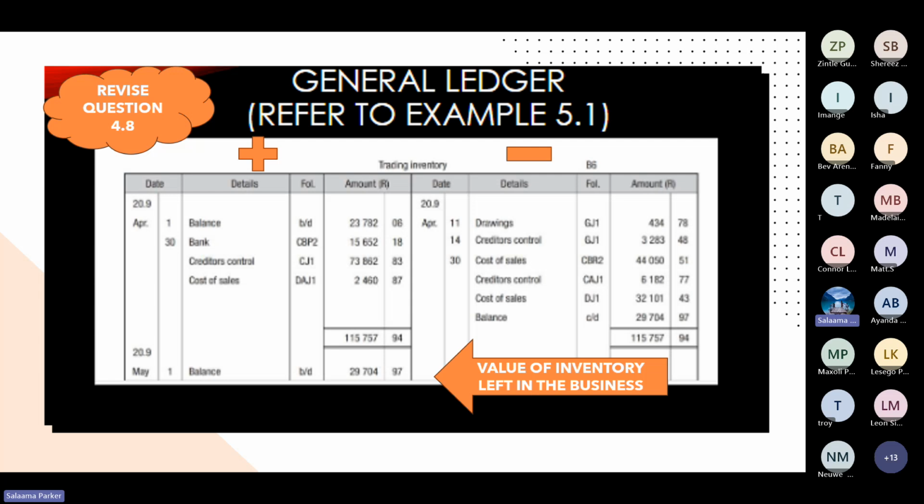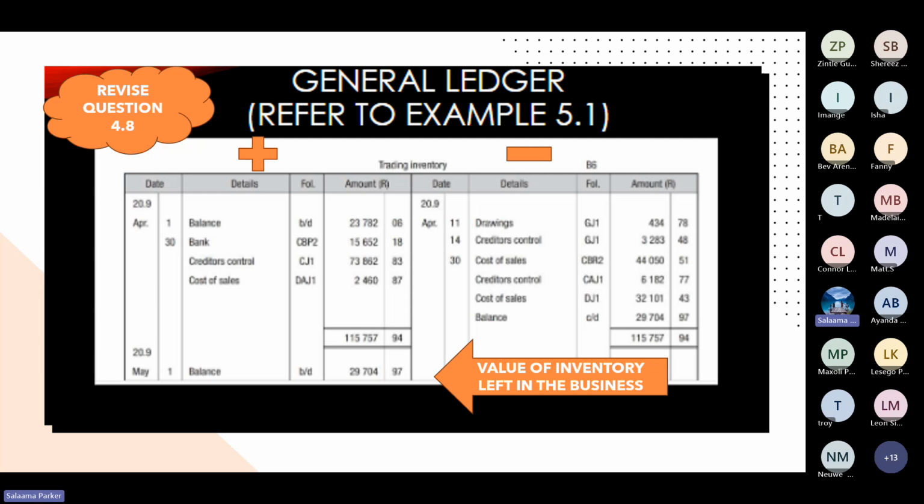So you see, you are recording from different subsidiary journals. So please also just remember what your purpose is in preparing this account. The bookkeeper wants to know that at the end, this is the value of the inventory left in the business, and that will be the amount that will be recorded on the trial balance.